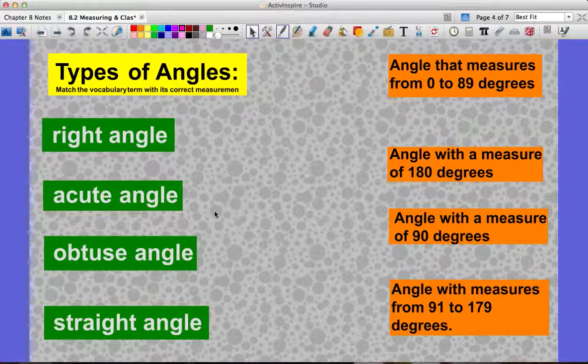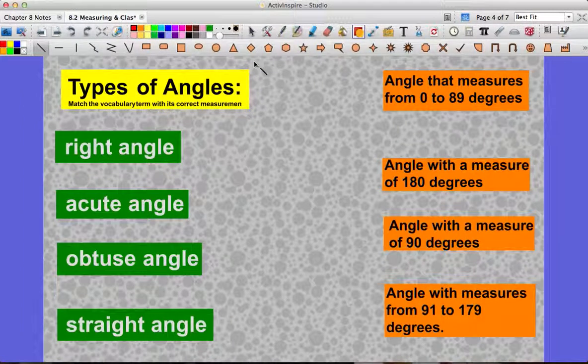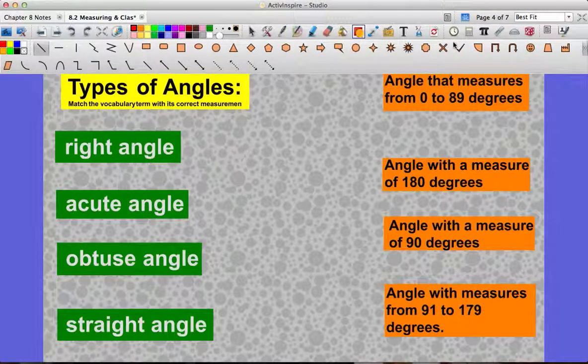All right, so you're going to have to go back to your vocabulary here. For some of us, this is going to be a review, but it's always good to touch up on those vocabulary terms. A right angle. A right angle is an angle with a measure of 90 degrees. Not 91 degrees, not 89 degrees. It has to be exactly 90 degrees.